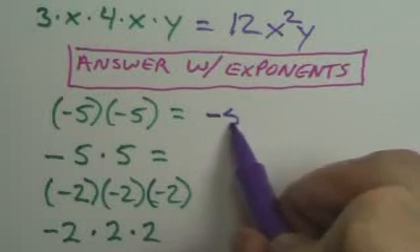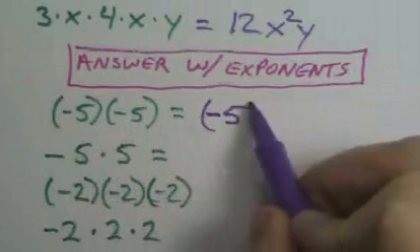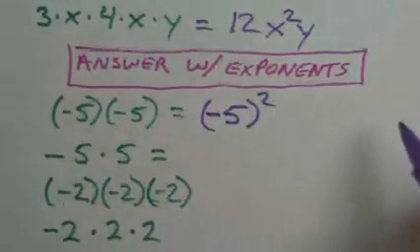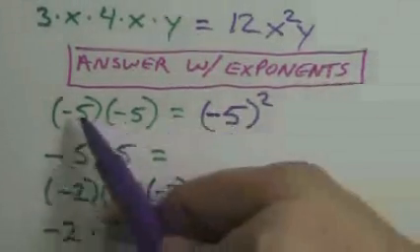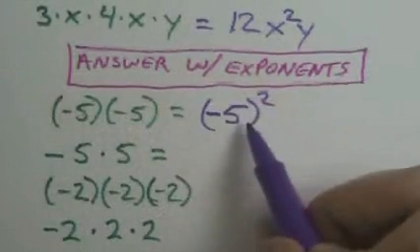What base am I repeating? -5. How many times am I repeating it? Twice. Now, notice I'm repeating the negative twice and the 5 twice. That's why I have it in the parentheses.